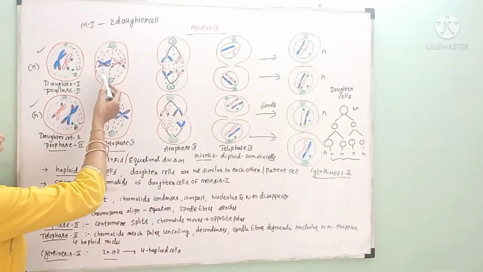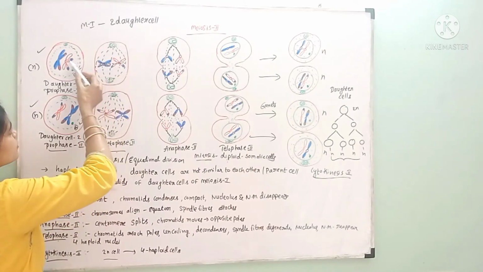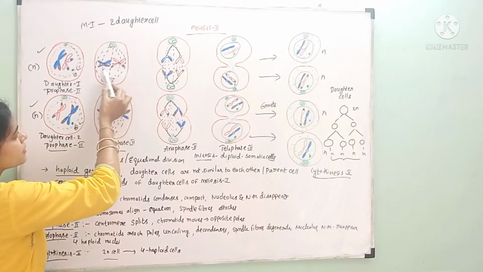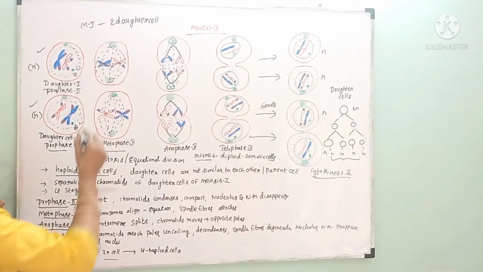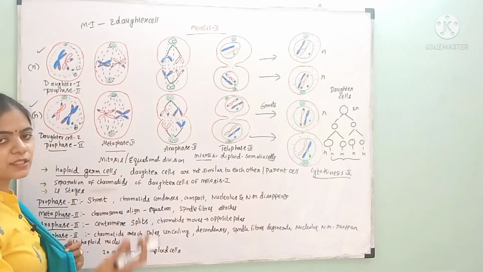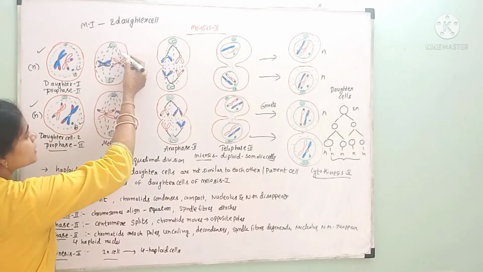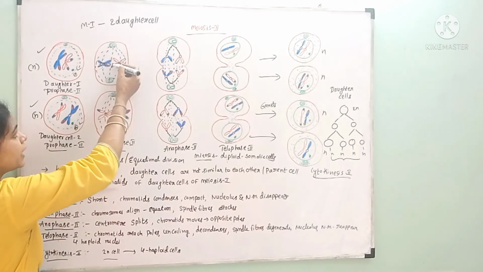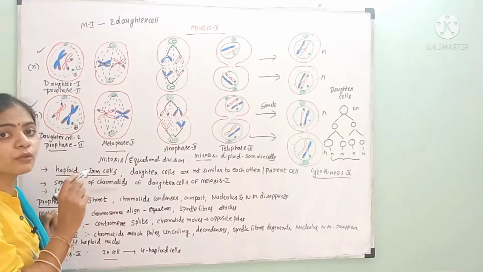Now the chromosomes align themselves at the equator region. These two chromosomes align in the equator region, and from the centrioles, aster formation takes place. From the aster, spindle fibers develop. These spindle fibers are attached to these chromosomes near the kinetochore region.